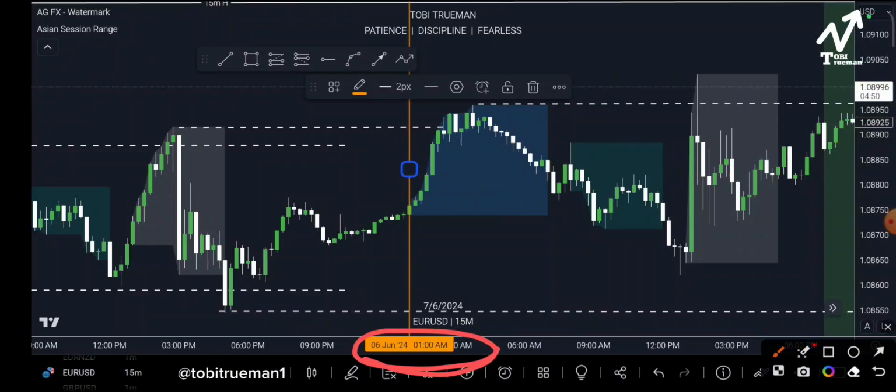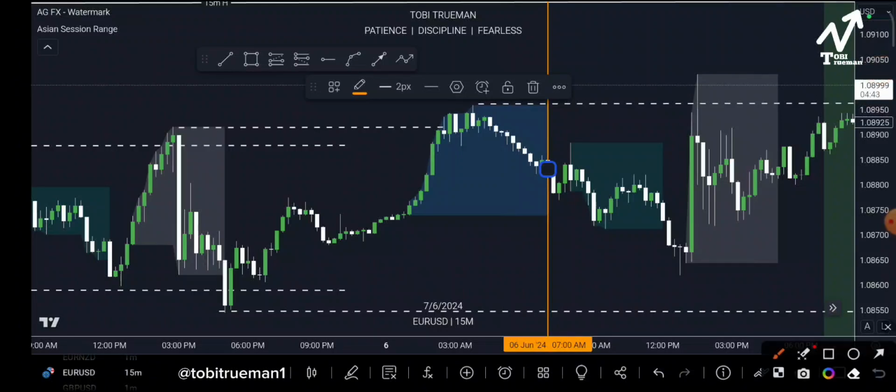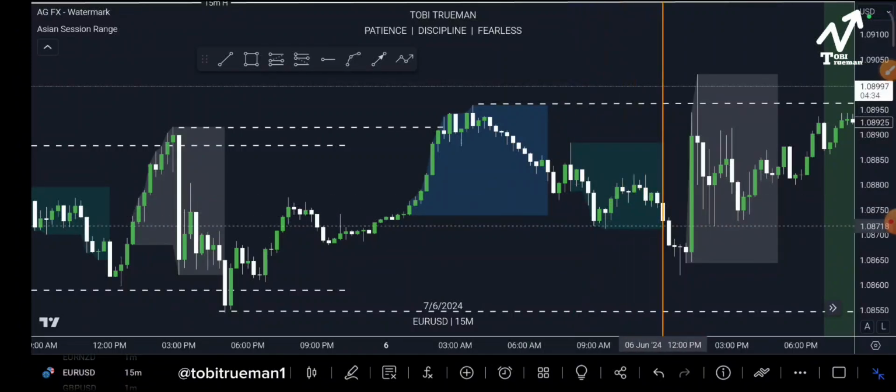Okay, this is 1 o'clock in the morning. You can see that when it now ends, it was around 7 o'clock in the morning, like I have explained before, using the manual pattern. So when you drag it again, you can see 8 o'clock in the morning. Drag it again, you can see 12 p.m.